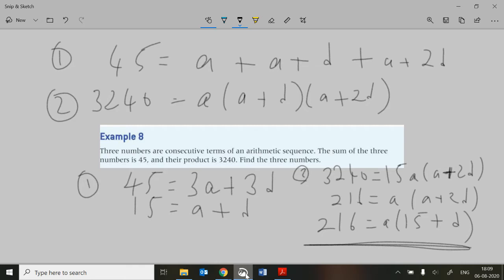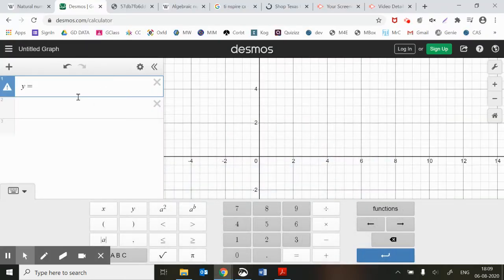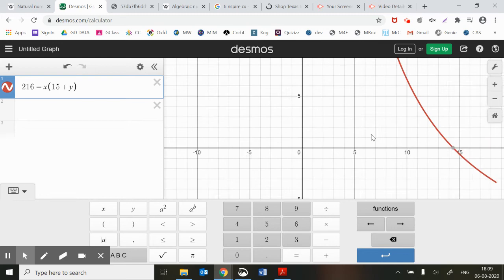Let's type that out. So what do we have? 216 equals. I'm just going to solve some simultaneous equations graphically here, okay? Rather than doing it here. So I've got 15 plus d. Oh, sorry, it only recognizes x and y, not a and d. So this is Desmos. Desmos is a really great tool to be playing around with. We can zoom out here.